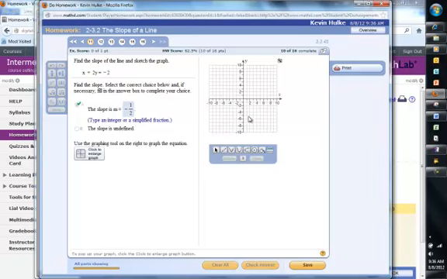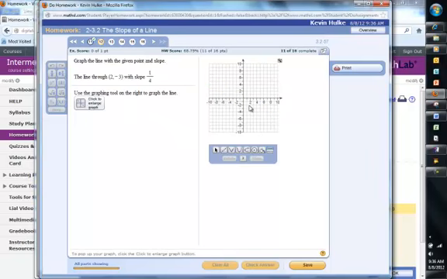Okay, and from there, negative 1, go down 1, forward 2, and that'll be your line. Next one.